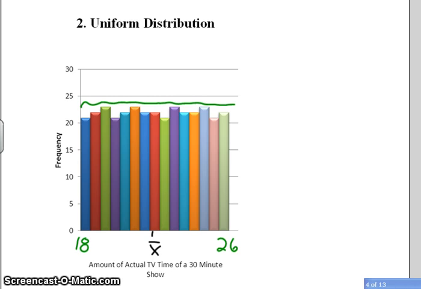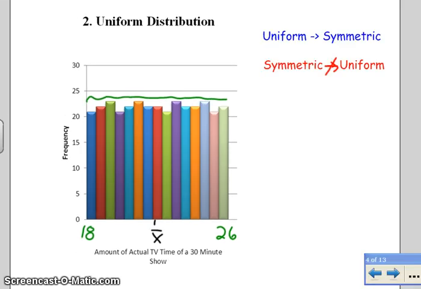Now, a uniform distribution is always symmetric. We cannot, however, say that a symmetric distribution is always uniform. It does not work both ways.